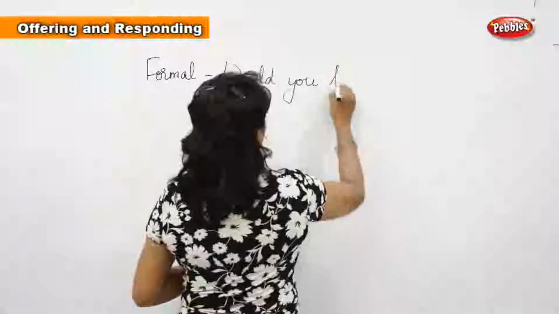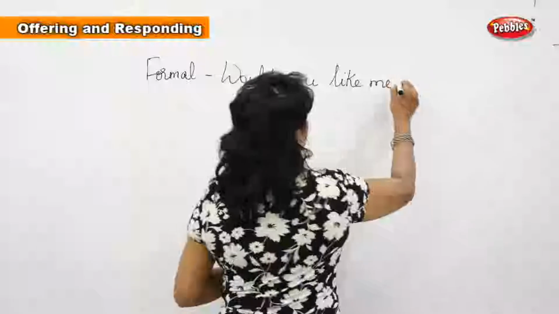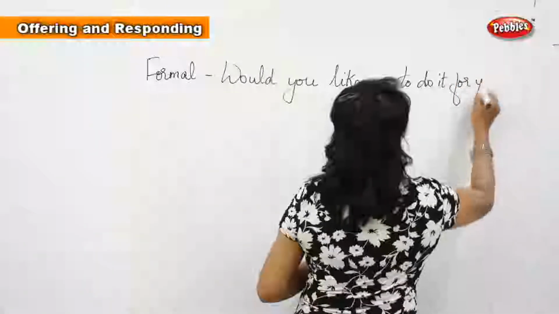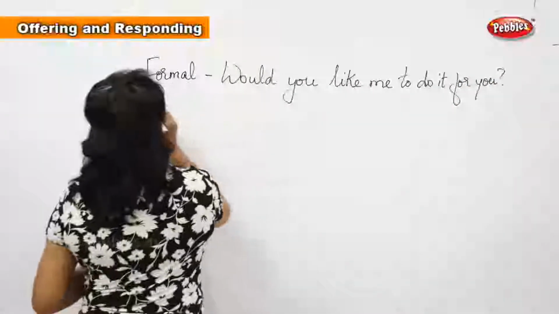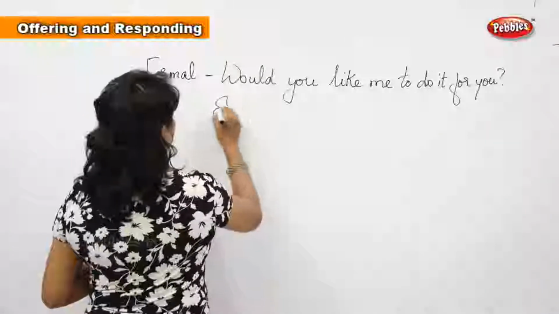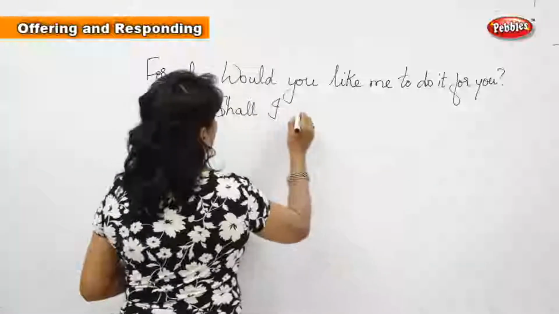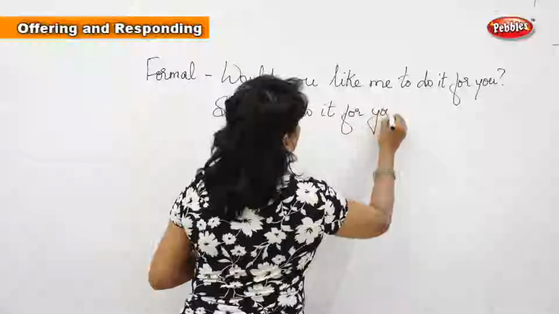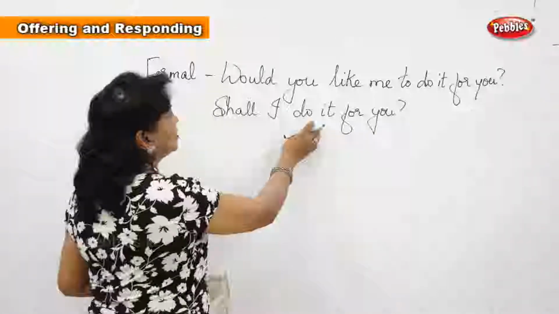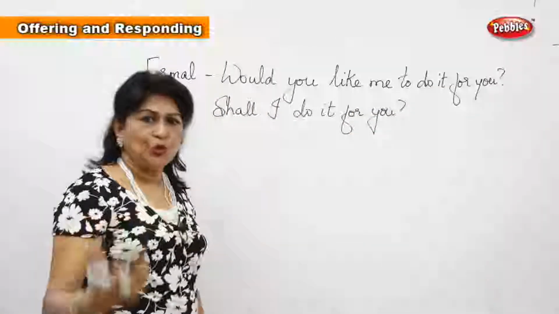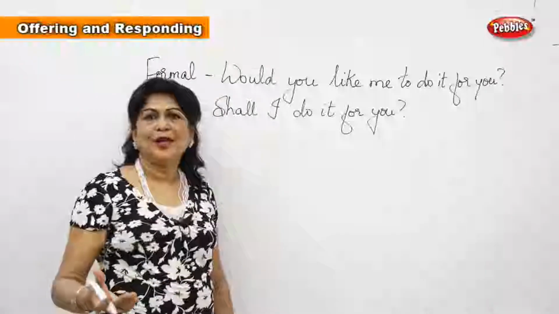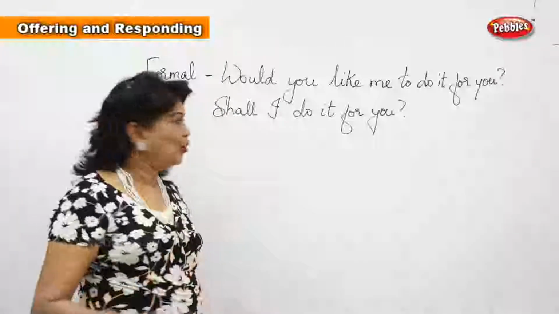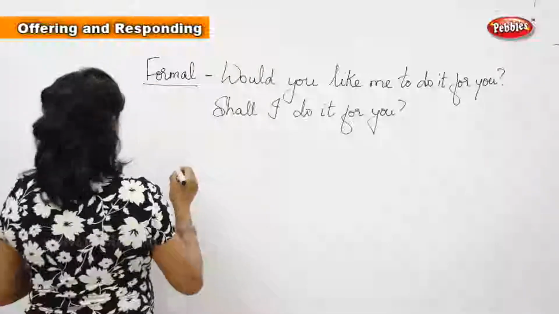Would you like me to do it for you? Or you can even say, shall I do it for you? Okay, in the place where you have "do it", here you can put whatever job you would like to offer to help. Okay, now we'll put it in these sentences and I'll discuss with you how to go about with a conversation. This is formal situation.